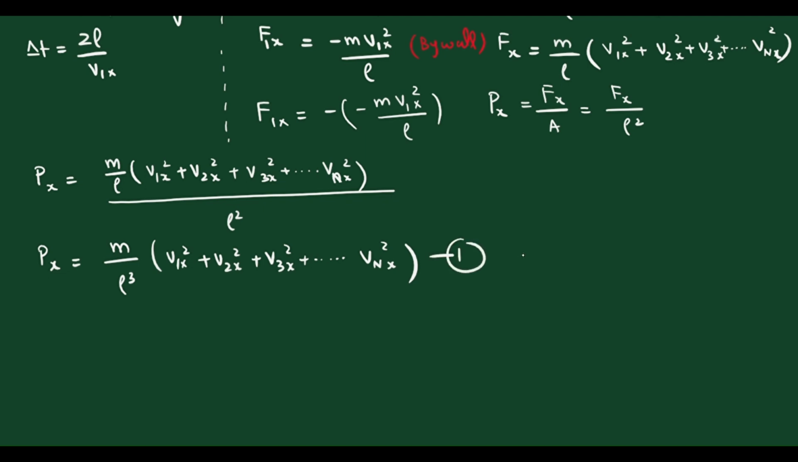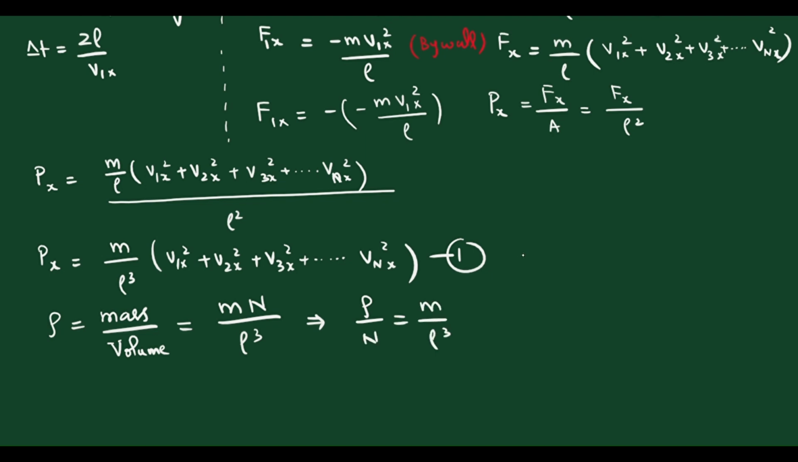As we know that the density of a container or some substance, density rho, is equal to mass divided by volume. Now the density of this container: the total mass of the gas present in the container is small m, the mass of a single molecule, multiplied by the total number of molecules, and the volume is L cube. Here the density divided by the total number of molecules will become m over L cube. And we will plug this relation in equation 1.